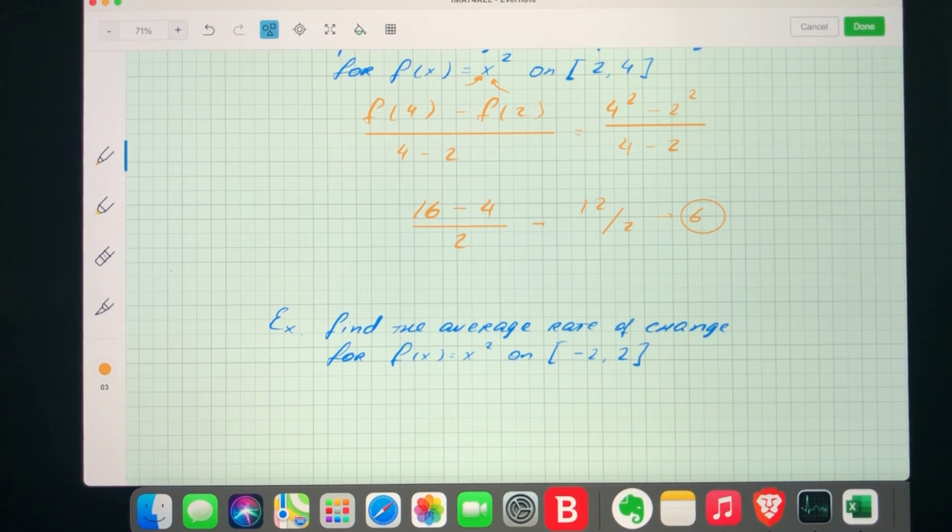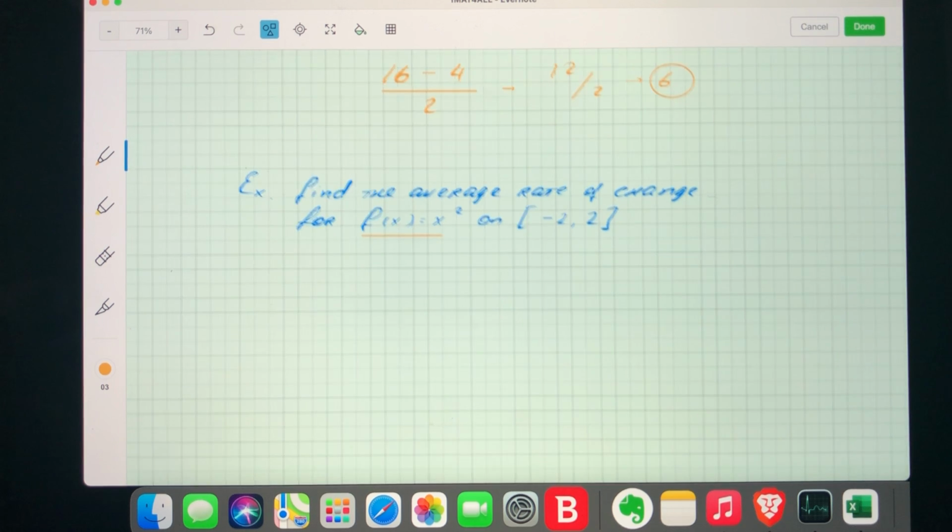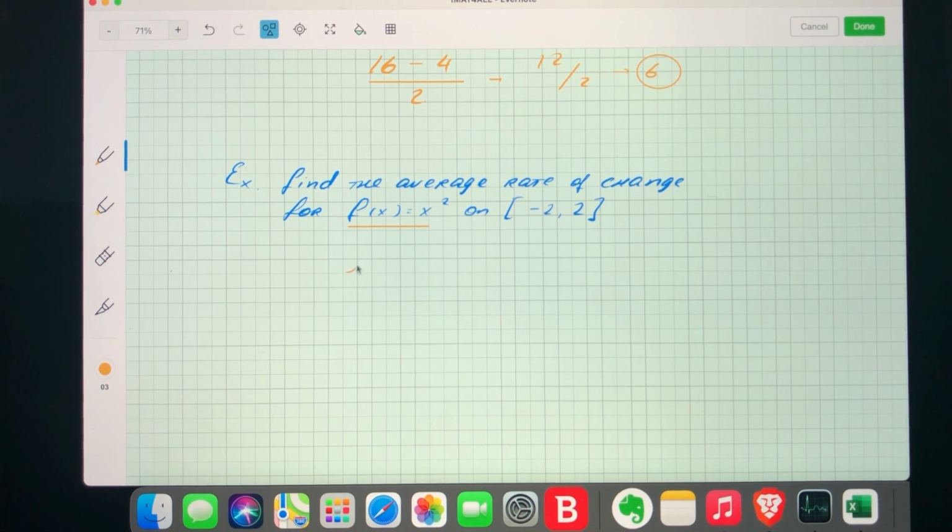Now let's look at a different example. Same function, it's a parabola, only now we're looking from -2 to 2. And so we need to find the value at 2, then subtract from it the value at -2, because we're going f of b minus f of a divided by b minus a.